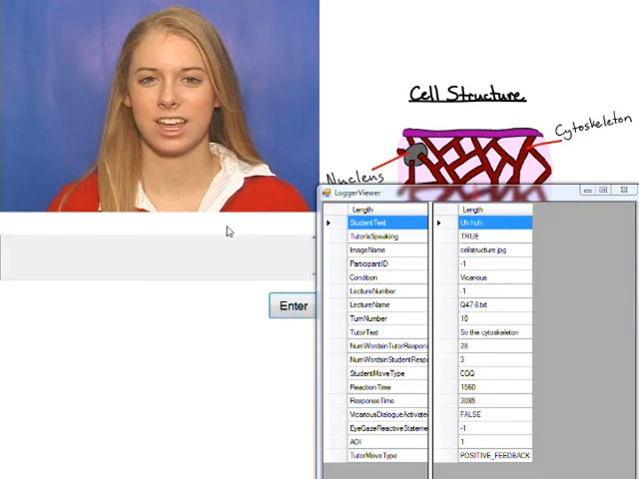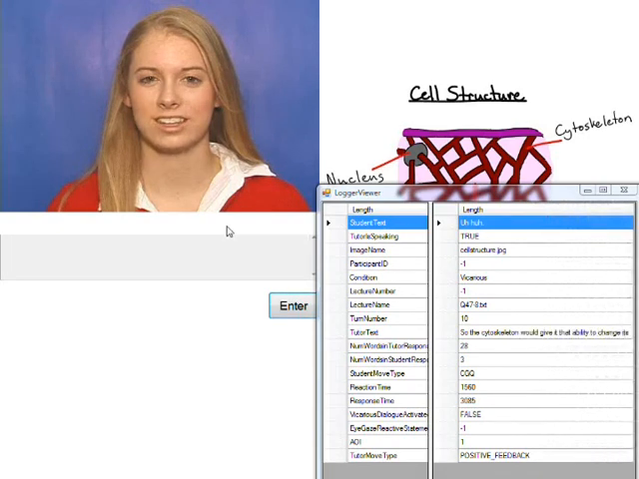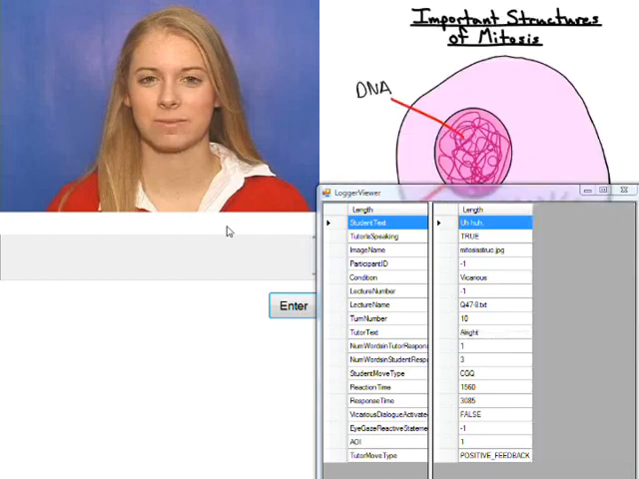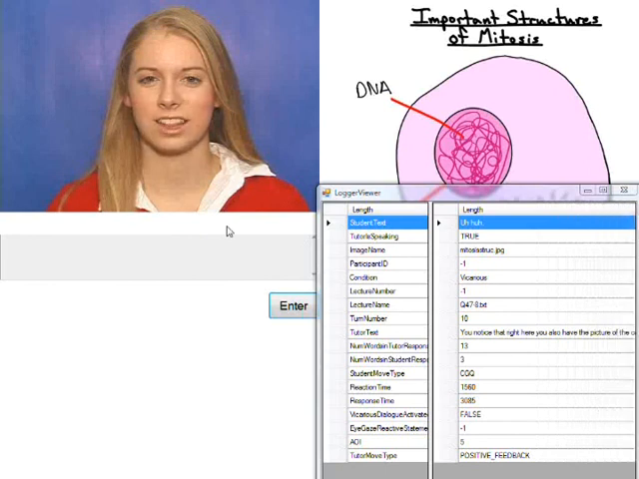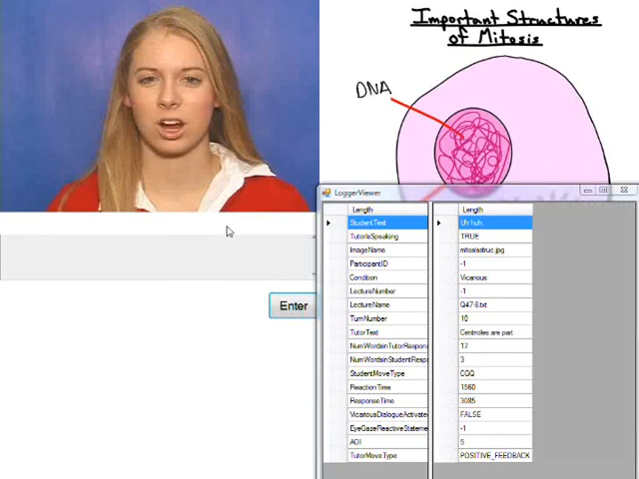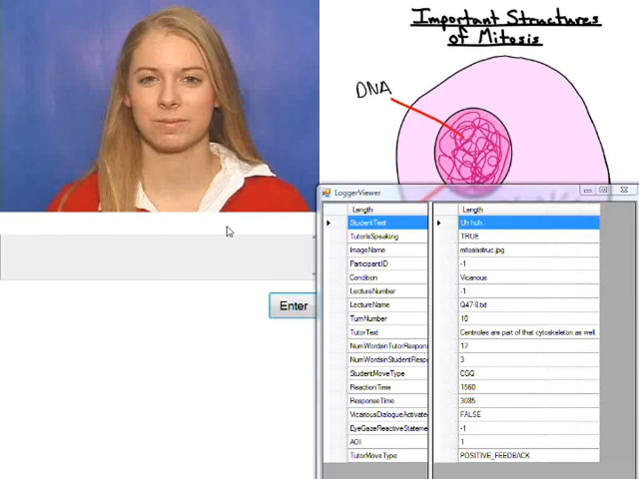So, the cytoskeleton would give it that ability to change its shape, to move its cytoplasm outwards, extend itself outwards, pull the other part of it along behind. Alright. You notice that right here you also have the picture of the centrioles. Centrioles are part of that cytoskeleton as well, because they're gonna form the spindle apparatus for what?